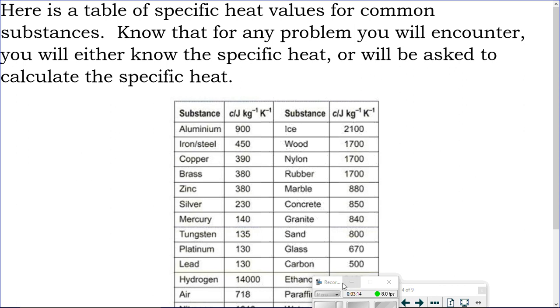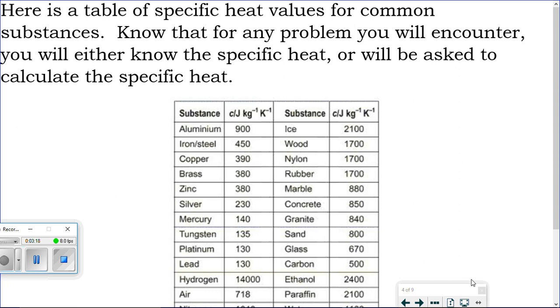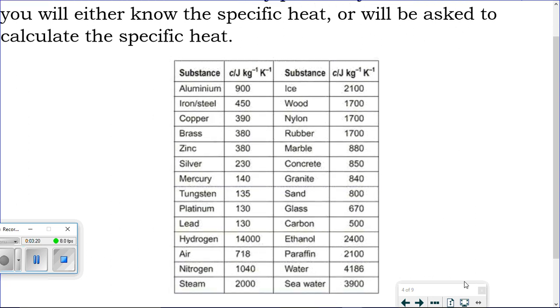So here is a table of specific heat capacities. No, you do not have to write these down in your journal, but these are going to be literature values given to you or you're going to find in the course of doing these specific heat and calorimetry problems.